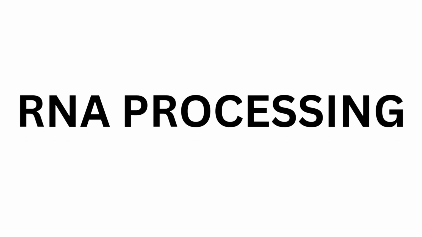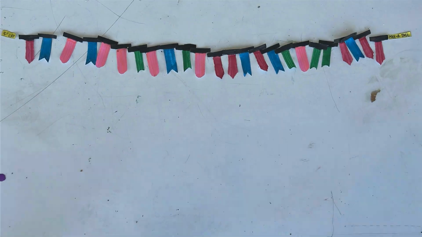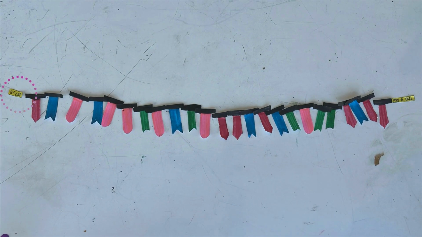RNA processing is essential to produce properly modified RNA molecules that are functional and stable, ensuring accurate gene expression. It includes adding a 5' cap for protection and translation initiation, removing introns and splicing exons together to form a continuous coding sequence, and adding a tail at the 3' end made of adenine nucleotides to enhance RNA stability and export from the nucleus.